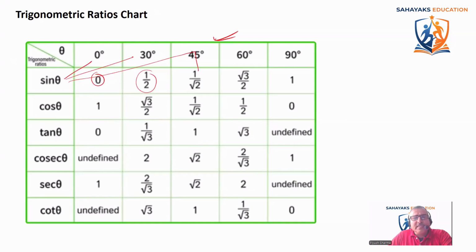Please remember this. You have to remember it by heart. Though you can compute it, during the tests you might not have time to compute it. The better option is to remember it, because a lot of questions will come from these values.